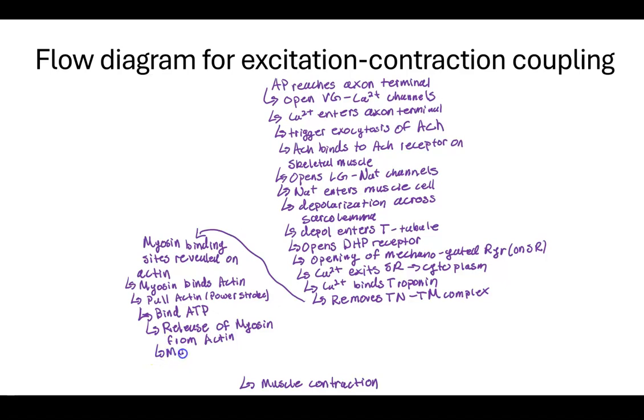Myosin hydrolyzes ATP. Myosin rebinds actin. Right, so myosin binds actin. Then we get to muscle contraction. Right, so muscle contraction here is just kind of like this just keeps happening. Keeps happening.